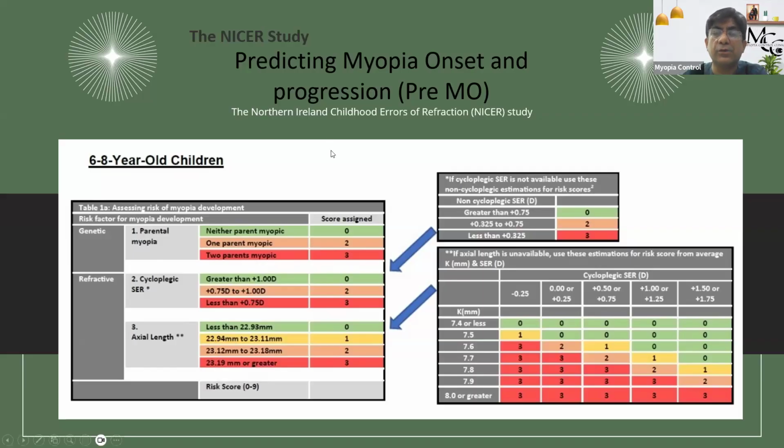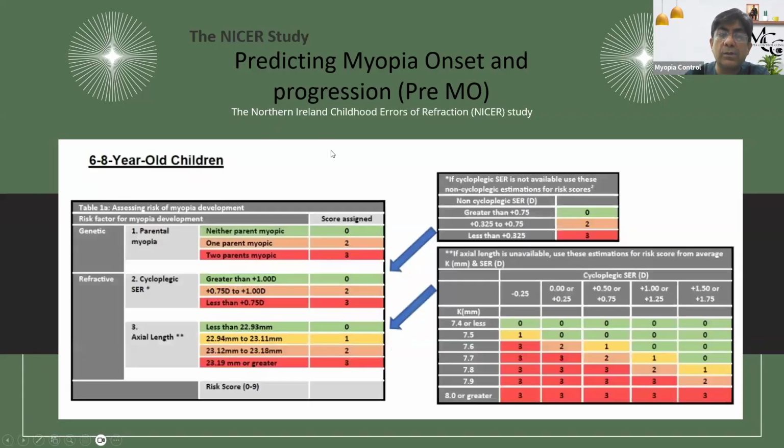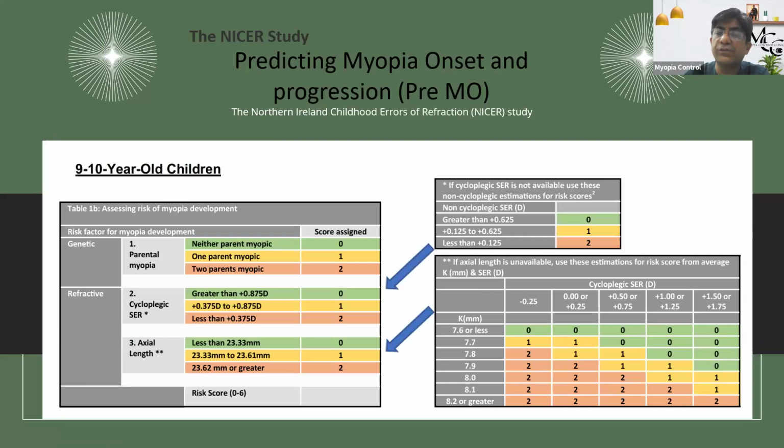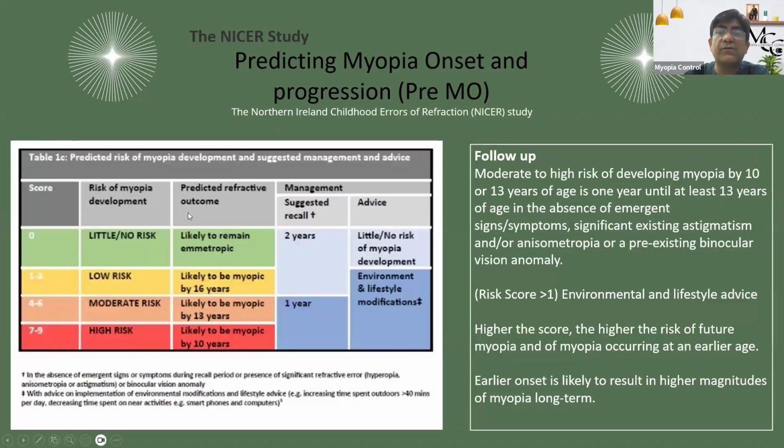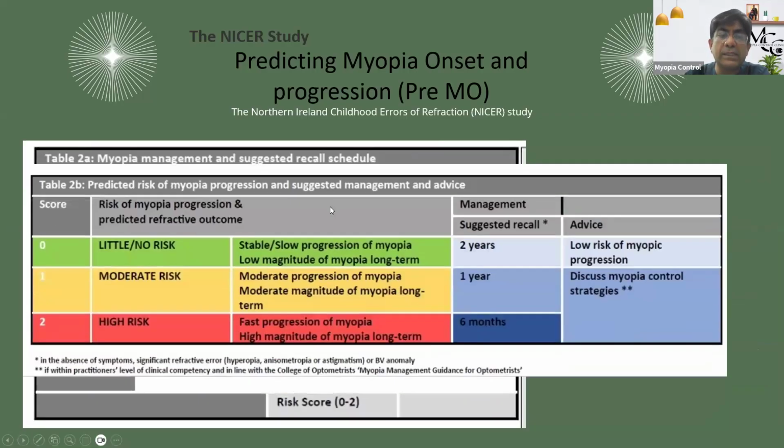What should be the scoring system for pre-myopes? This is for 9 to 10-year-old. This is for 6 to 8-year-old. This is for 9 to 10-year-old. So they have taken parental myopia, axial length, and K reading. And this is where they have tried to show whom to follow up, who are the low risk, the scoring between 1 to 3, 4 to 6, 7 to 9, and when to follow up, what is the annual progression, what is the age at which you have to call them back.